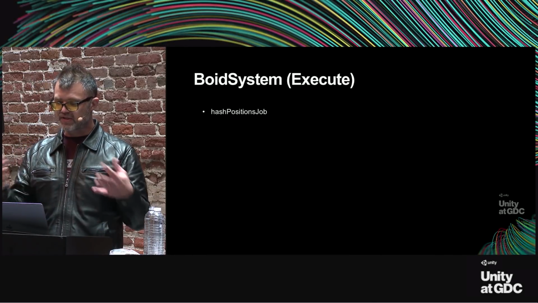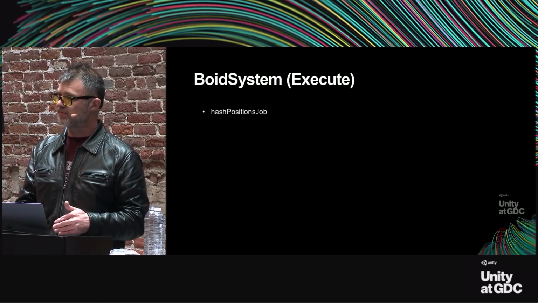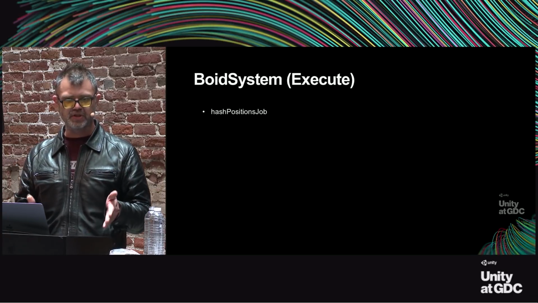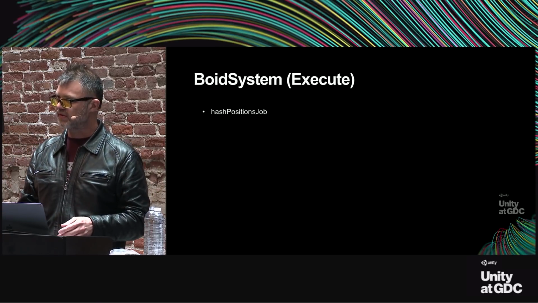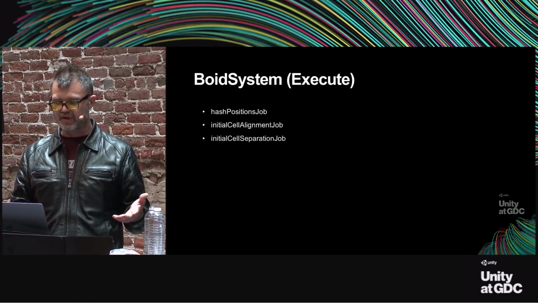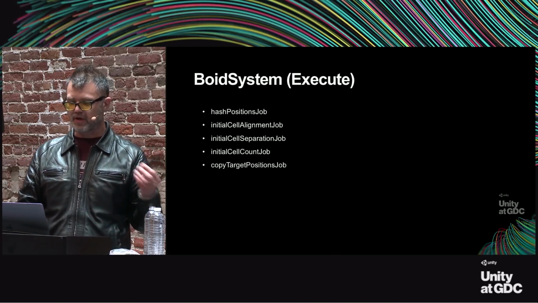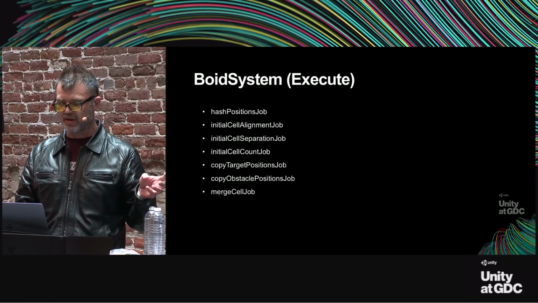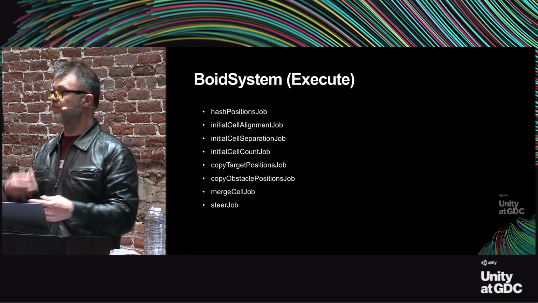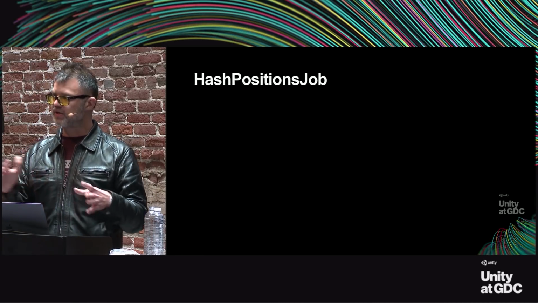So let's talk about the execution kernel for this particular BoidSystem. What does it look like? There's a lot of jobs that go into making this work. The first thing is the HashPositions job, which you saw as a main phase in the profile. But we also have a bunch of smaller jobs to initialize things. We have initialize cell alignment job, initial cell separation job, initial cell count job, copy target position job, copy obstacle position job, merge cell job, steer job. So all these things work together in order to finally write the heading, right? So I'm going to talk about what each of these things do and why.